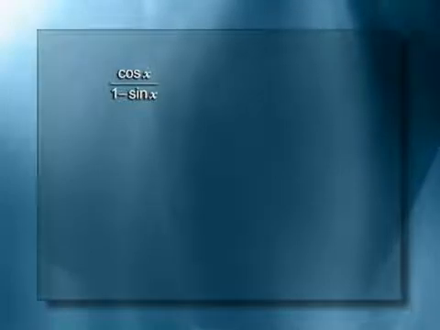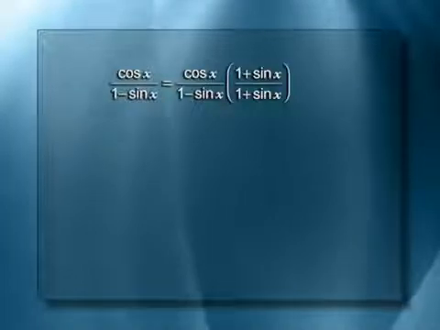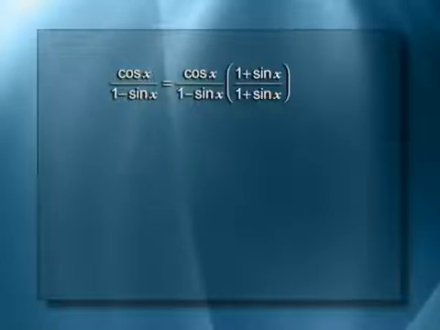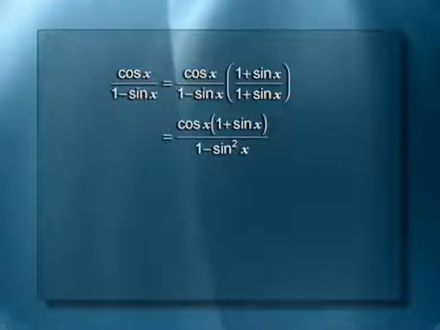I'm going to start with cosine x divided by 1 minus sine x. Okay, so what do I do? I'm going to multiply numerator and denominator by 1 plus sine x. That's kind of the opposite of 1 minus sine x. You'll see in a minute why that was a good choice. So the numerator becomes cosine x times the quantity 1 plus sine x. The denominator is 1 minus sine x times 1 plus sine x, which is 1 minus sine squared x.